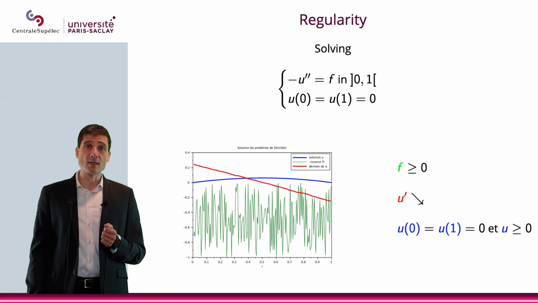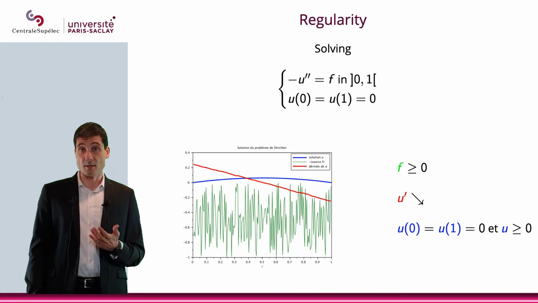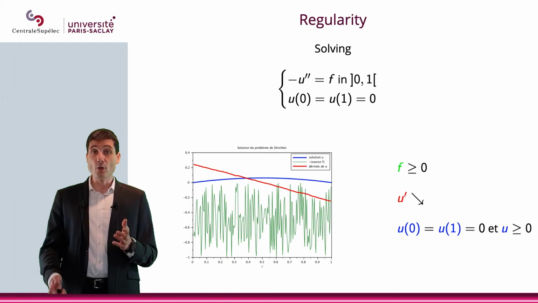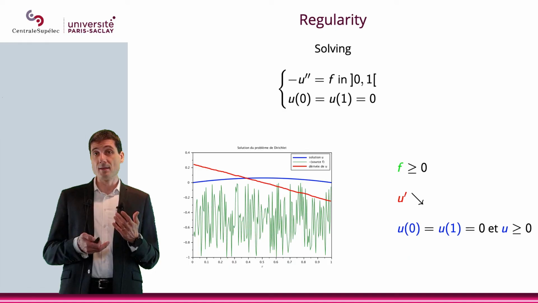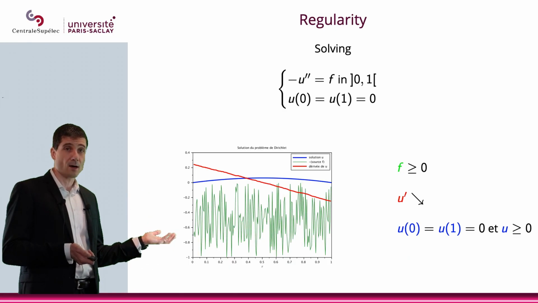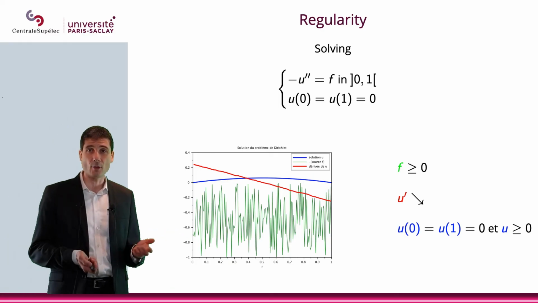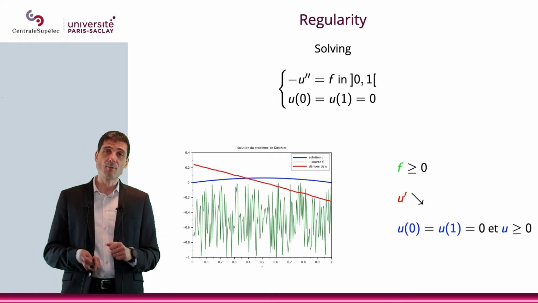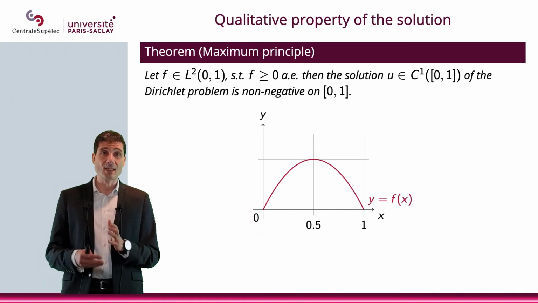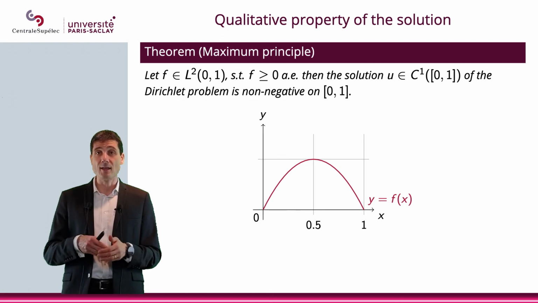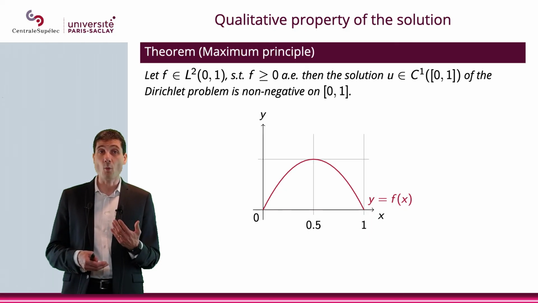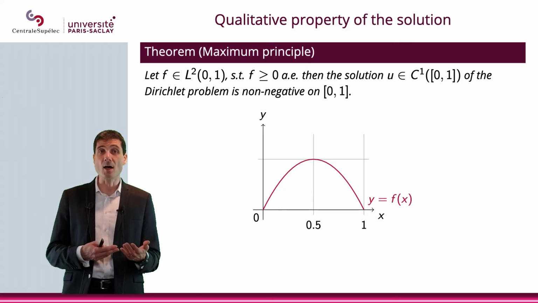The second thing I wanted to show you is that F here is non-negative. What happens is U prime is decreasing, and U is non-negative, with U(0) equals 0 and U(1) equal to 0. That will lead to something we'll discuss more later, which is the maximum principle, which states that if F is in L2 and it is non-negative almost everywhere, then the solution U in C1 of the Dirichlet problem is non-negative on (0,1).